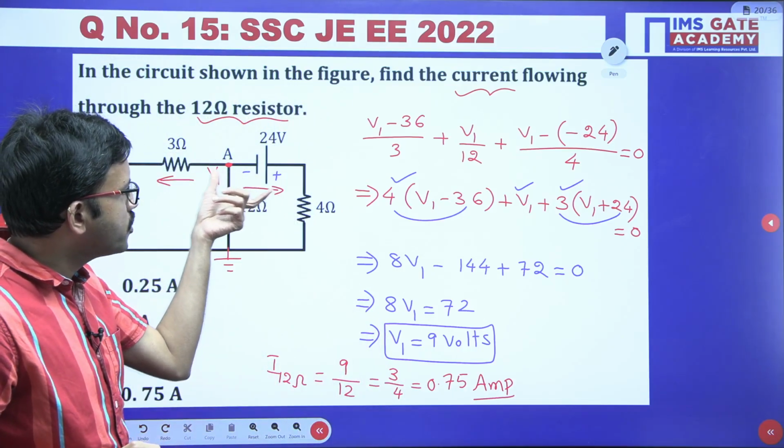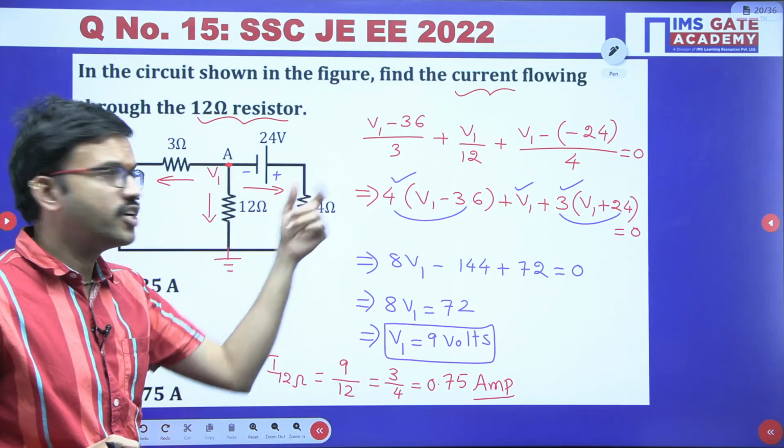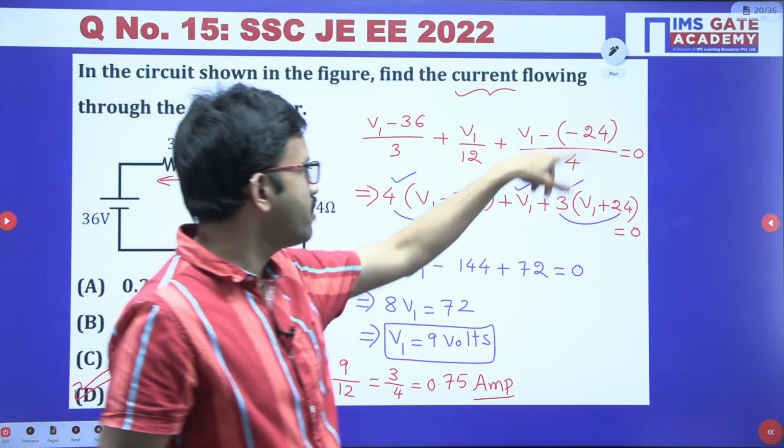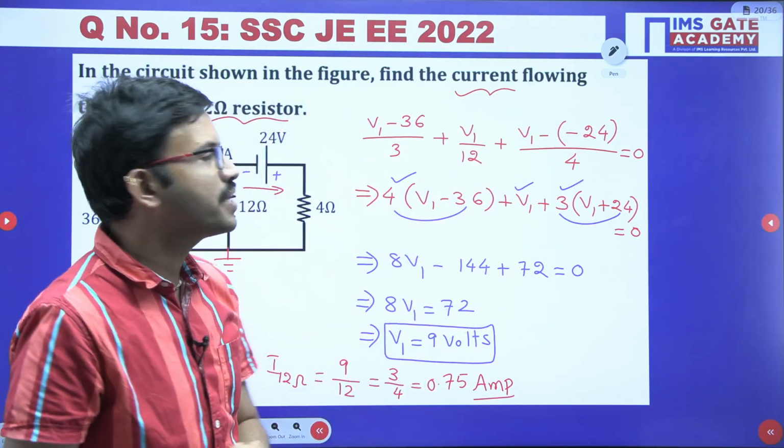Here in this question you have to take care regarding this particular branch. If you are able to write the current expression correctly, definitely you will be getting the correct answer.